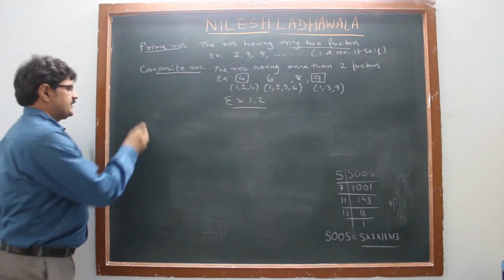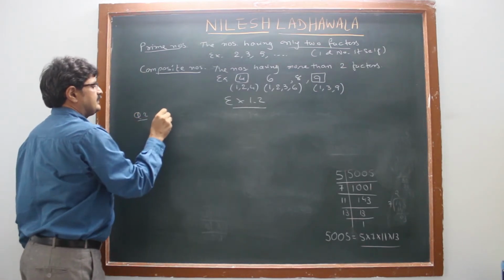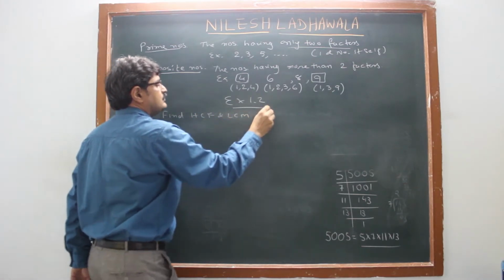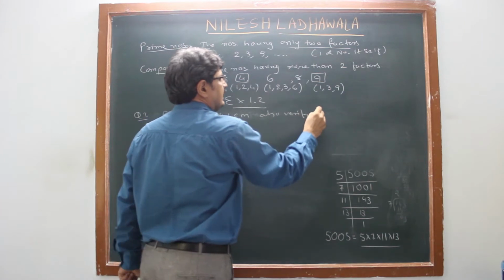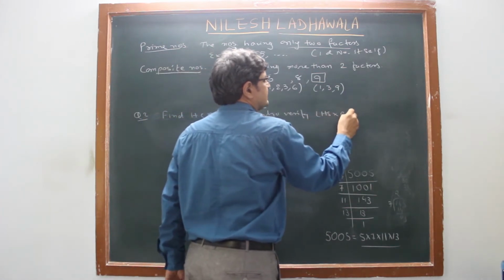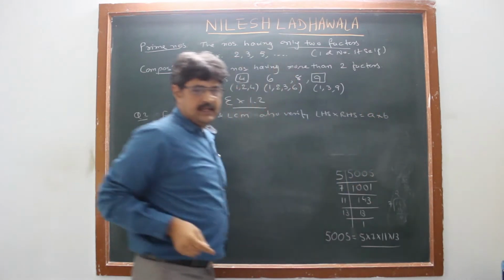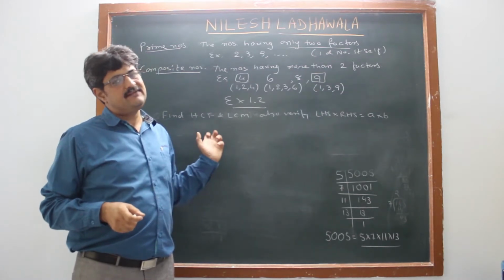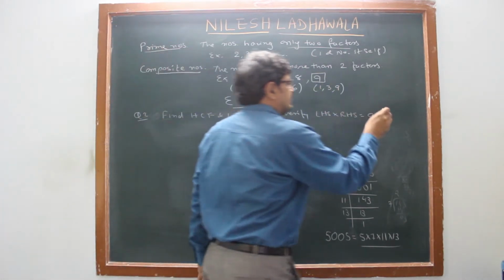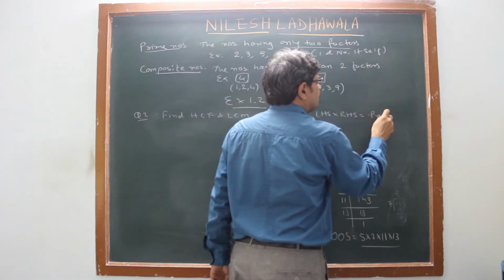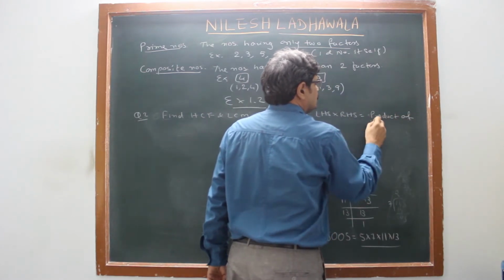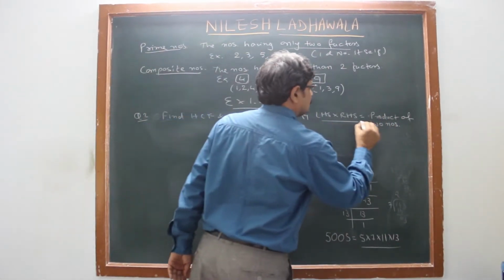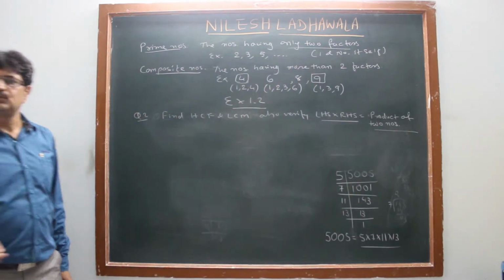So first of all, question number 2 says find HCF and LCM. Also, we have to verify that LHS into RHS is equal to A into B. Now what are A and B? A and B are the numbers which we are given, whose HCF and LCM we are finding. In the textbook they have written it as the product of two numbers. So we have to verify that it is equal to the product of two numbers.